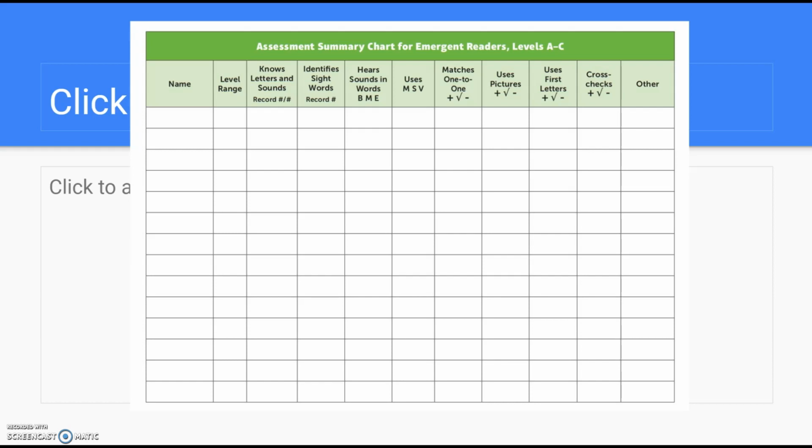Column 10 is cross checks. This is very important for emergent readers, and you're going to put a plus sign if the student consistently cross checks, a check mark if it's occasional, and minus if there's no evidence of them doing that. And the last column is just for other information you take as you are assessing them.